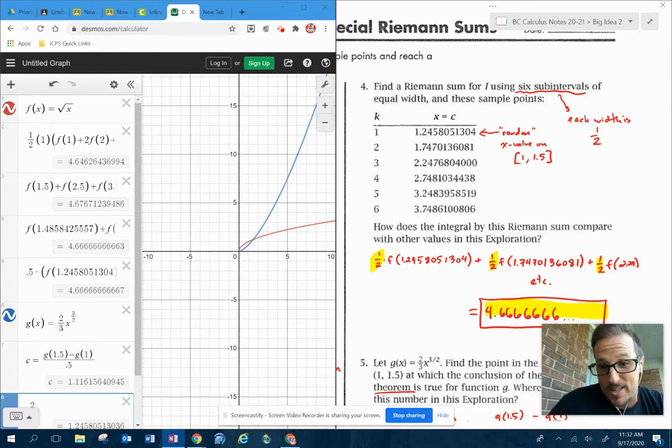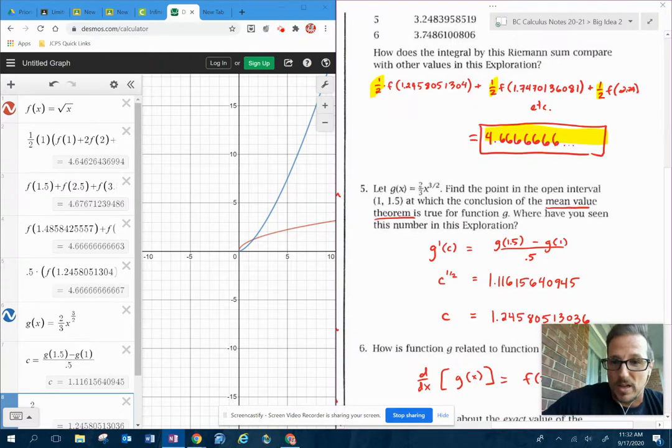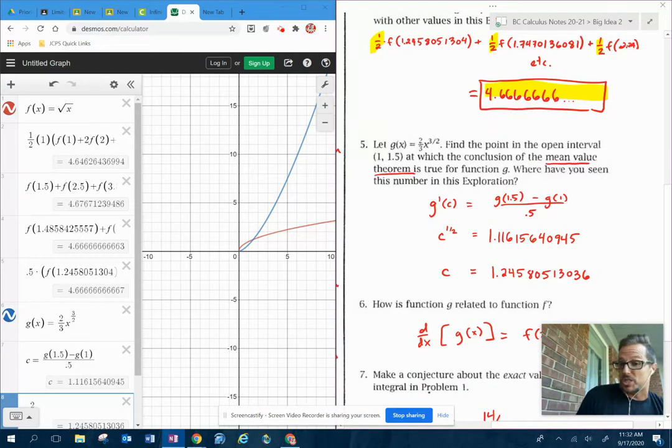Okay, this is weird. How is this connection working? We get this problem about a new function, g of x, 2/3 x to the 3/2, which is not the function we're trying to find the area underneath. It's just this other function out of the blue. We want to find the point in the open interval 1 to 1.5 that the mean value theorem guarantees happens.